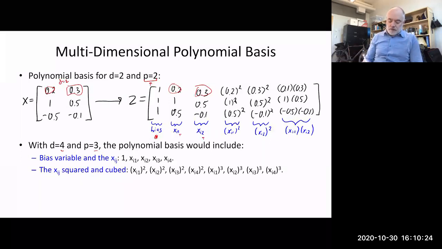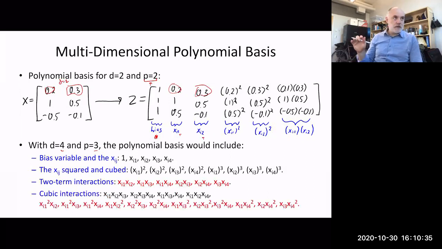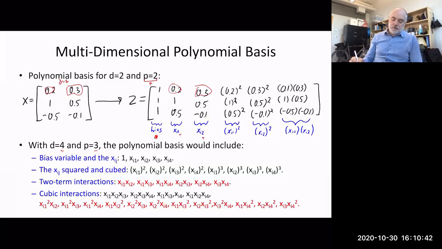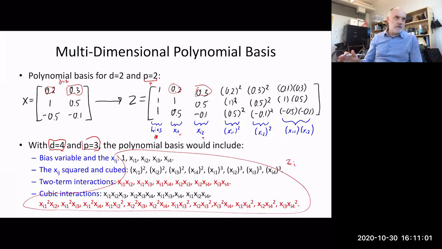It would include all the squared terms, all the cubed terms. It would have all the two-way interactions. It would have all the cubic interactions, and so on and so forth, okay? So the point is that if we have relatively high dimensional features to begin with, and we choose a relatively high dimensional polynomial, then the number of features in Zi is big, okay?